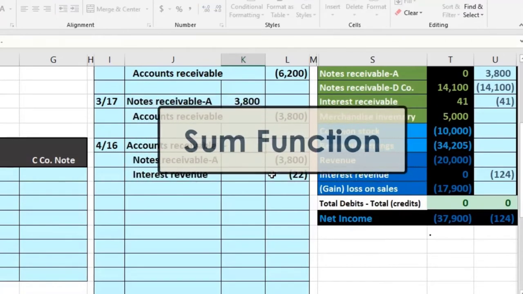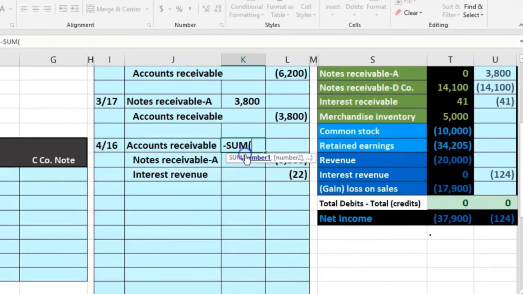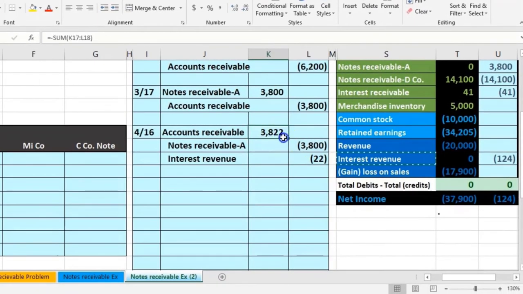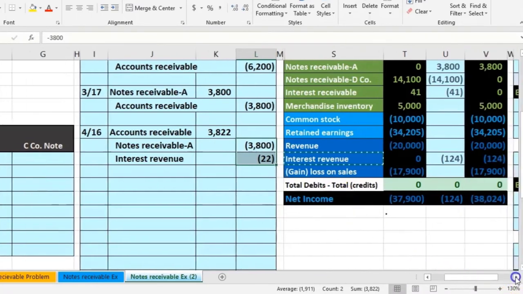I call this the plug function, negative SUM. Double-click that sum function. You could move this out of the way if you want by grabbing it and putting it up there, and then highlight those four and enter. So now, of course, if we highlight the whole thing, it adds up to zero, or the debit's 3,822 and the credit's also adding up to 3,822. Okay, so let's record this out.